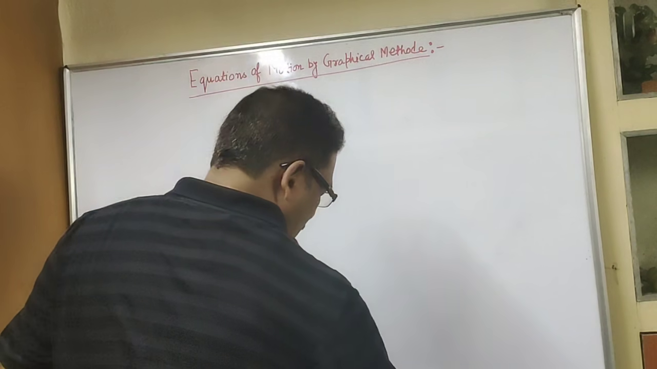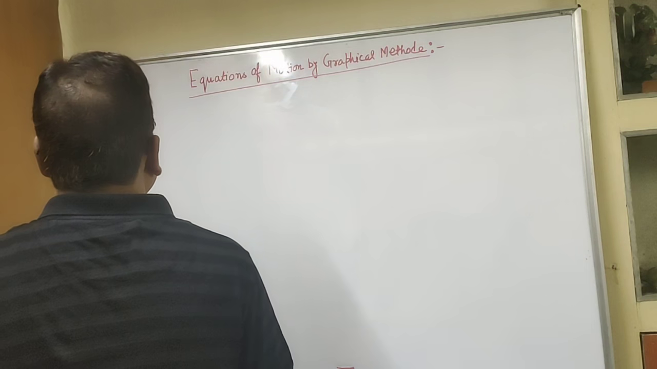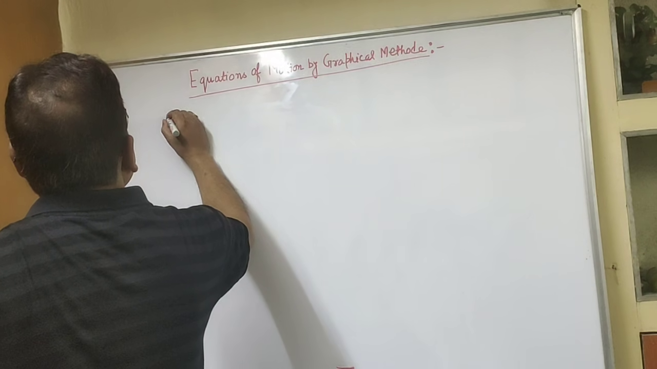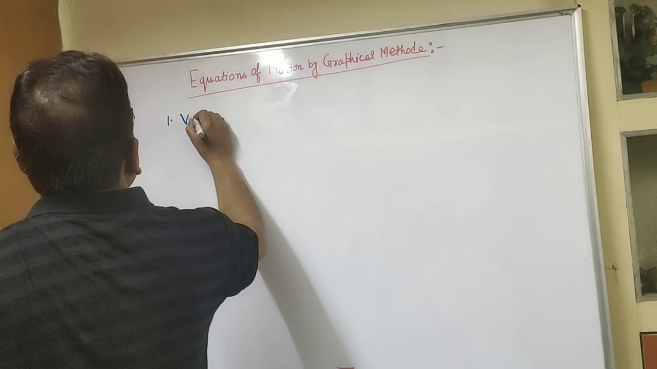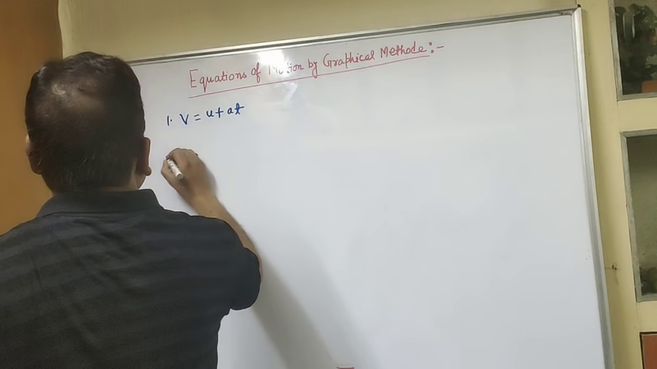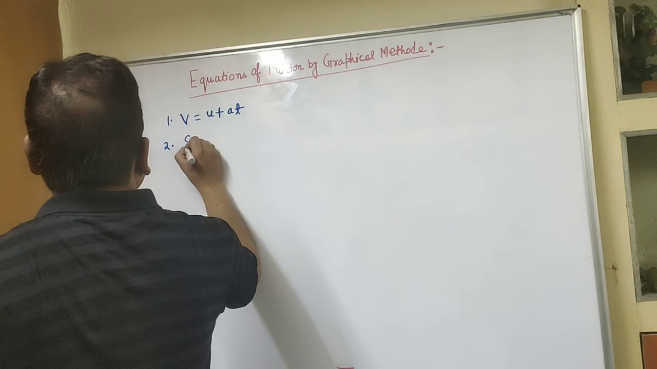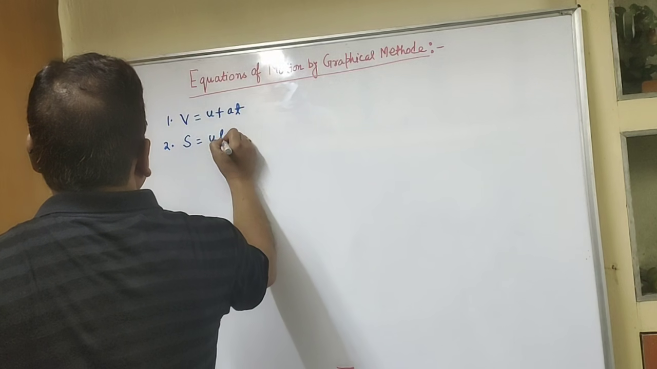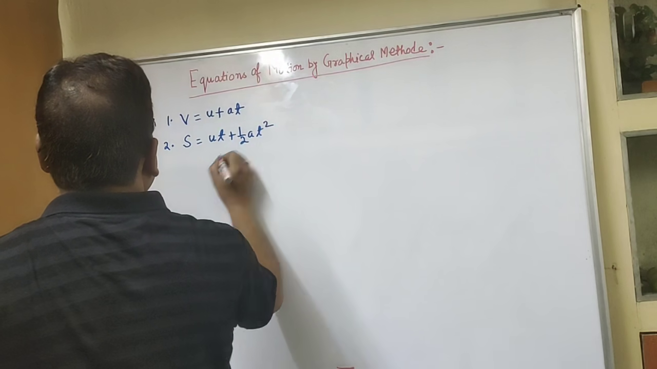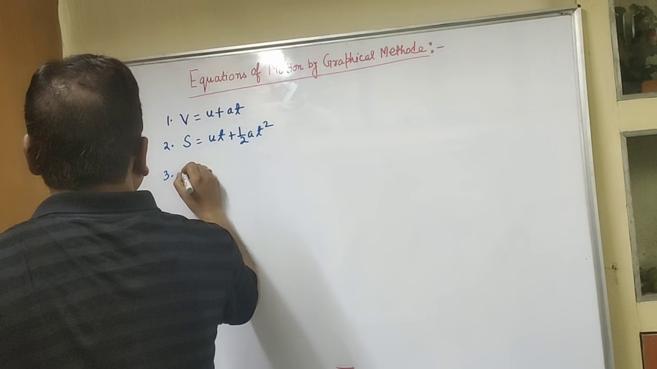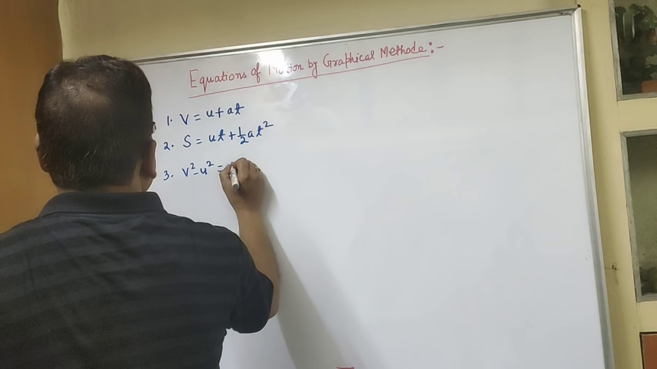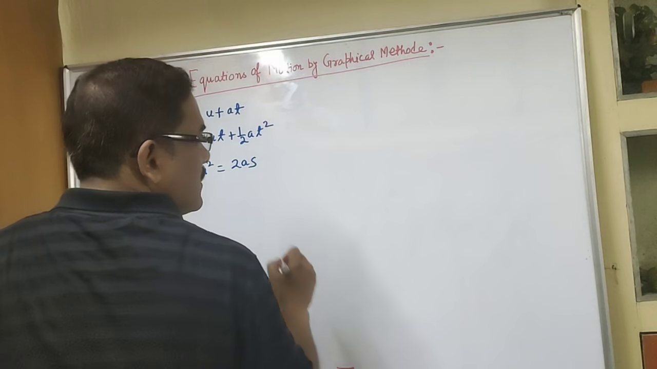Now the equations are: first, v = u + at. Second equation is s = ut + (1/2)at². And third equation is v² - u² = 2as.